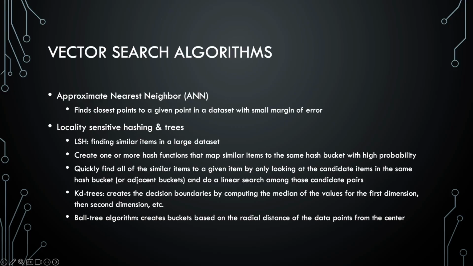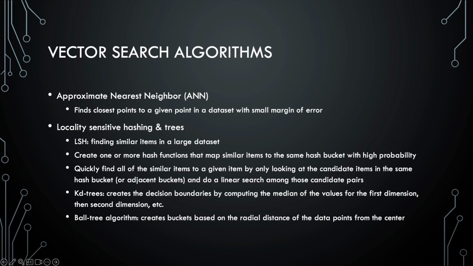Locality-sensitive hashing can be used when there's a large number of vectors to search through. LSH uses a hash function that maps similar items to the same hash bucket with high probability. It can quickly find all of the similar items to a given item by only looking at the candidate items in the same hash bucket, or an adjacent bucket. It can then do a linear search among those candidate pairs.